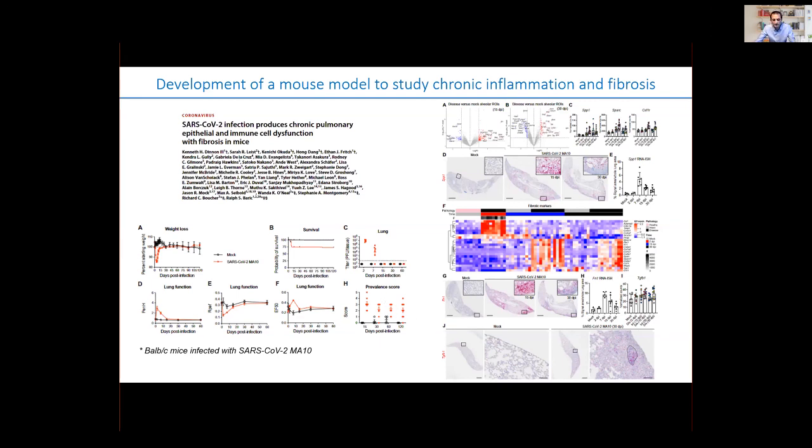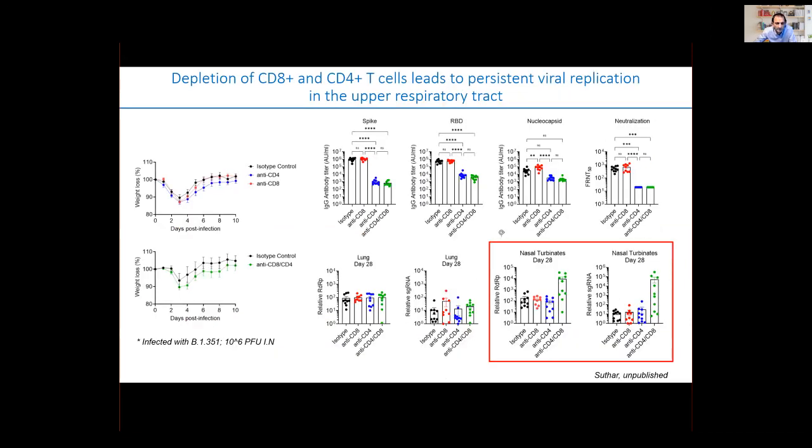And in panel H here, these mice seem to have a higher disease score out to 120 days post-infection. So it appears that these mice could be used as model systems if one further develops them for studying PASC. In terms of viral persistence, my lab has some unpublished data that we'll probably submit very soon.